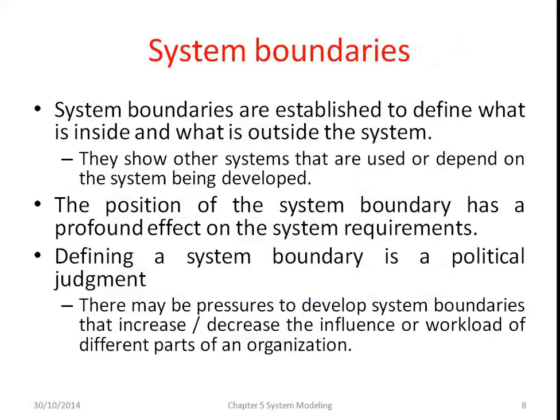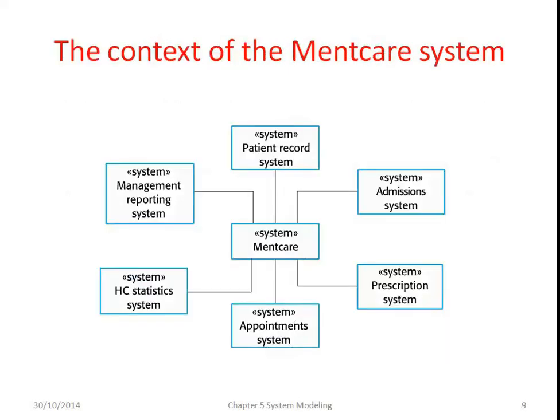parts of the organization. So here the context of the mental care system diagram is shown. What are all the models that interact with the system? This is a mental care system. It interacts with different systems: patient record system, admission system, prescription system, appointment system, statistics system, and management reporting system. All these systems interact with the system across the boundary.